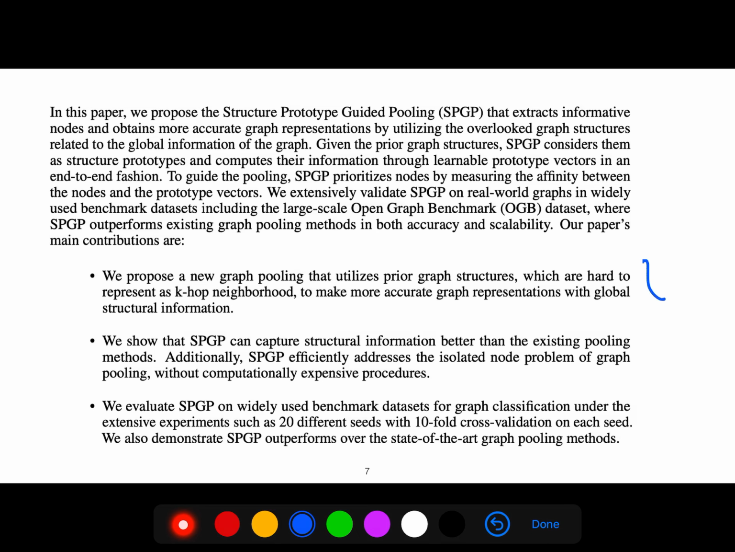So these are the main contributions. Proposing a new graph pooling that utilizes prior graph structures, which are hard to represent as k-hop neighborhood, to make more accurate graph representations with global structural information. We show that SPGP can capture structural information better than the existing pooling methods. Additionally, SPGP efficiently addresses the isolated node problem of graph pooling without computationally expensive procedures.